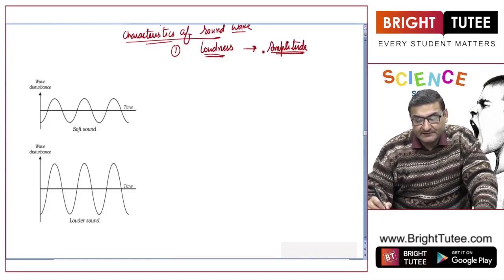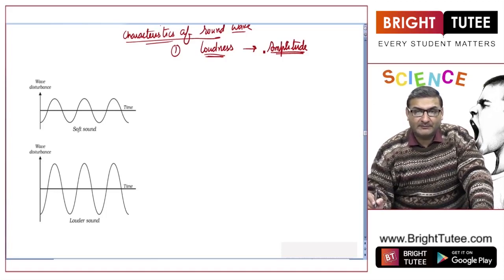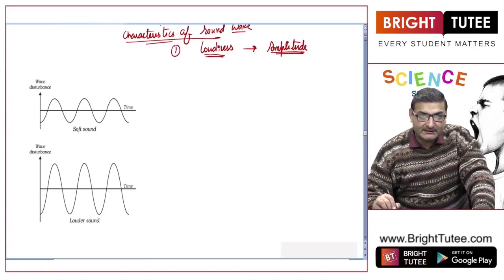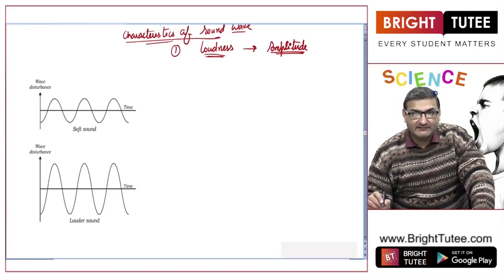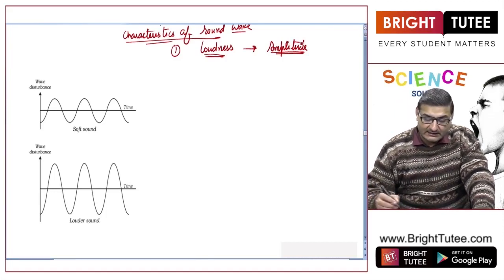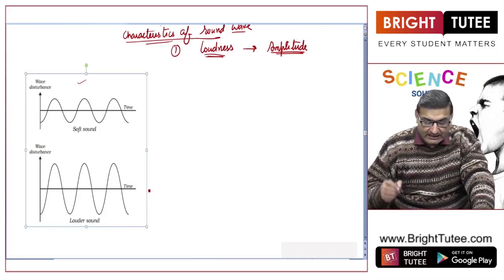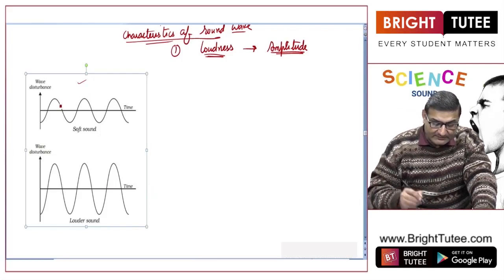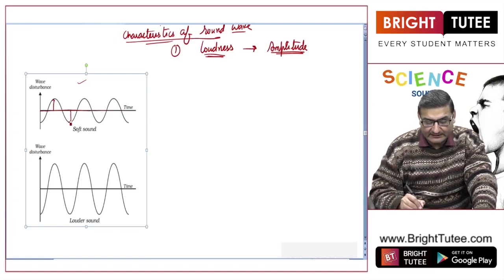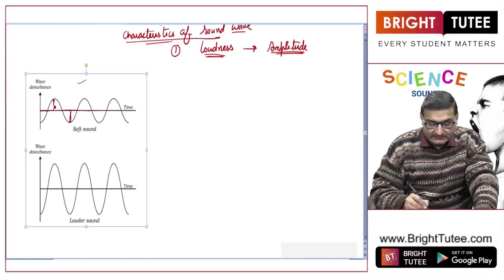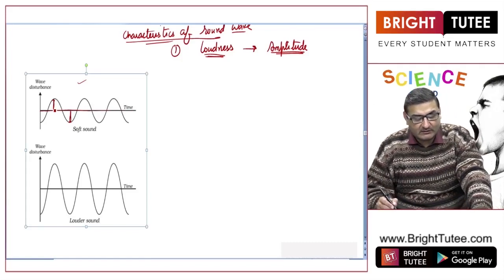Now, this is very important. We need to remember that loudness depends on amplitude, or the amplitude of the sound wave will determine the loudness. Let us try to relate using these two graphs. Here we see, what is amplitude? This is the line of normal density, and the deviation from this line in the upward or the downward direction is known as the amplitude of the sound wave.